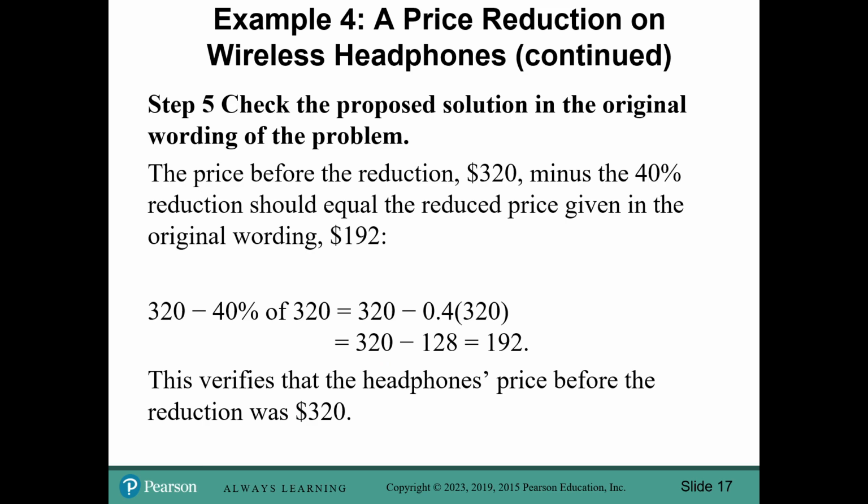Now let's check that in terms of the problem, because it's always good to check your work. Check the proposed solution in the original wording of the problem. The price before the reduction, $320, minus the 40% reduction should equal the reduced price given in the original wording, $192. So if we look at 320 minus 40% of 320, what's 40% of 320? 40% of 320 is 128. If we do 320 minus 128, that does give us 192. That is the reduced price that we paid. So hey, we were correct. 320 is indeed the original price.